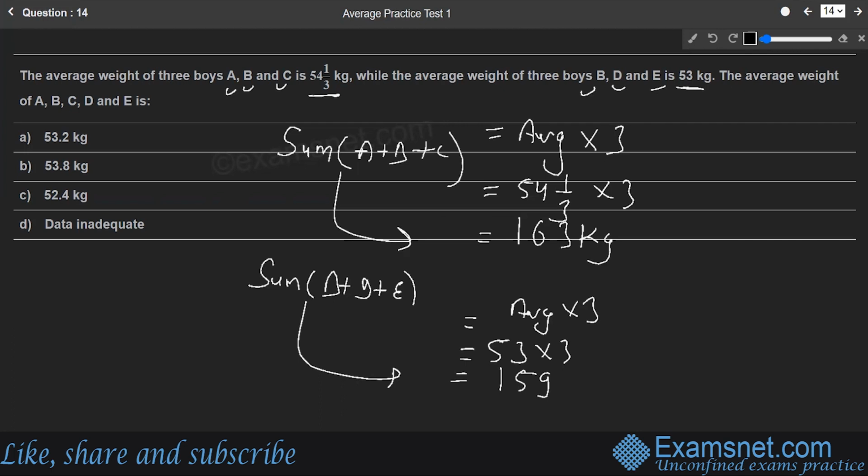So A plus B plus C is given, B plus D plus E is given, but there is a problem here. If we add these two things together, B will be added twice.